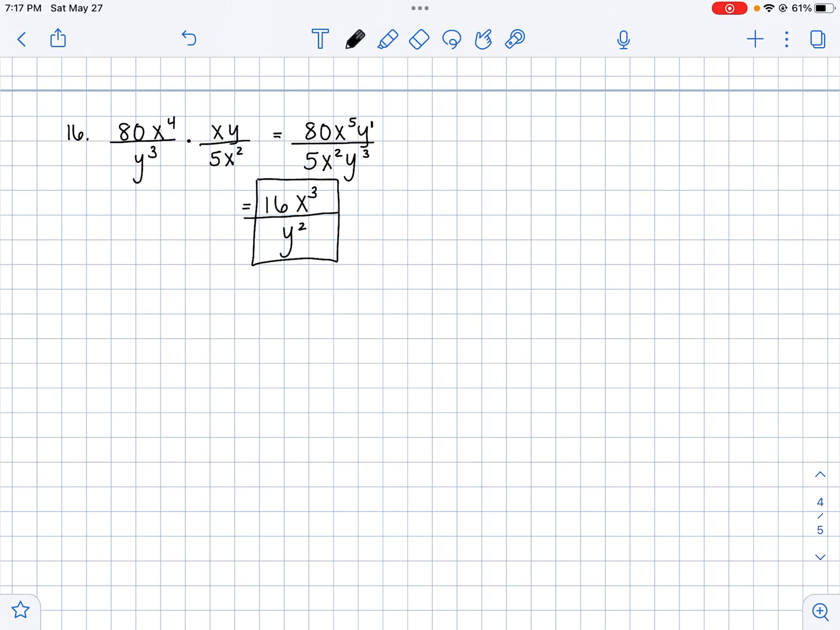It doesn't say to state the restrictions, but we probably should. And in number 16, both x and y cannot equal 0. So we get restrictions, again, just a refresher, from any variable in the denominator.